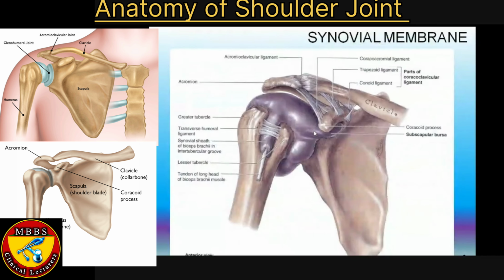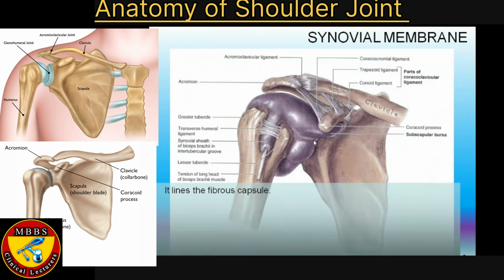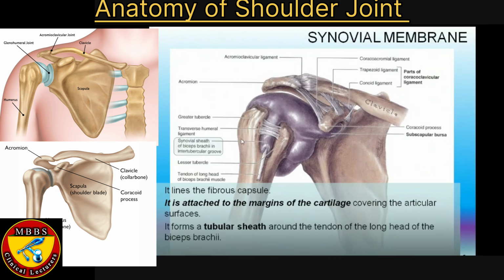Then we come to the next feature of the synovial joint, that is the synovial membrane. This membrane lines the fibrous capsule and is attached to the margins of the cartilage covering the articular surfaces. The synovial membrane forms a tubular sheet around the tendon of the long head of the biceps brachii. It extends through the interior wall of the capsule to form the subscapular bursa beneath the subscapularis muscle.